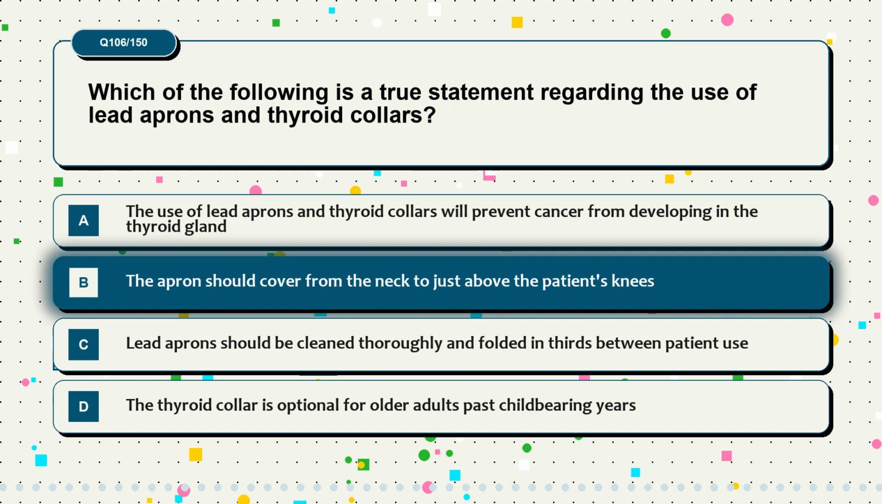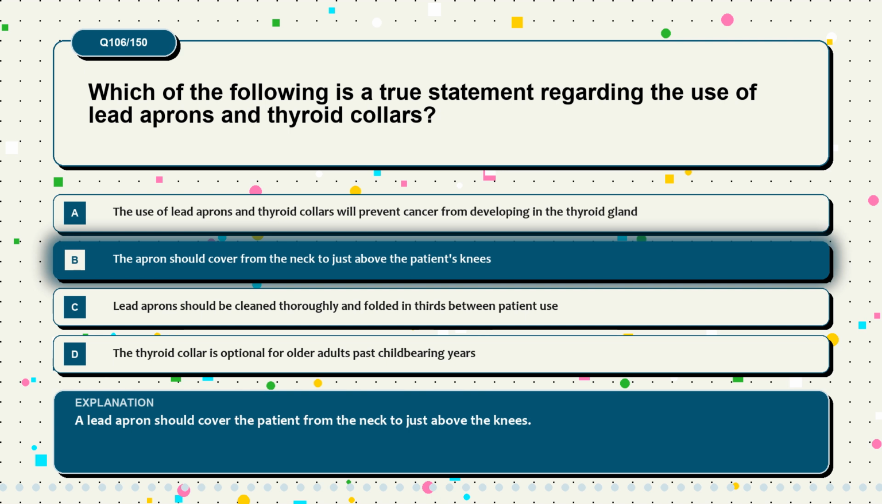The correct answer is option B. The apron should cover from the neck to just above the patient's knees. A lead apron should cover the patient from the neck to just above the knees.